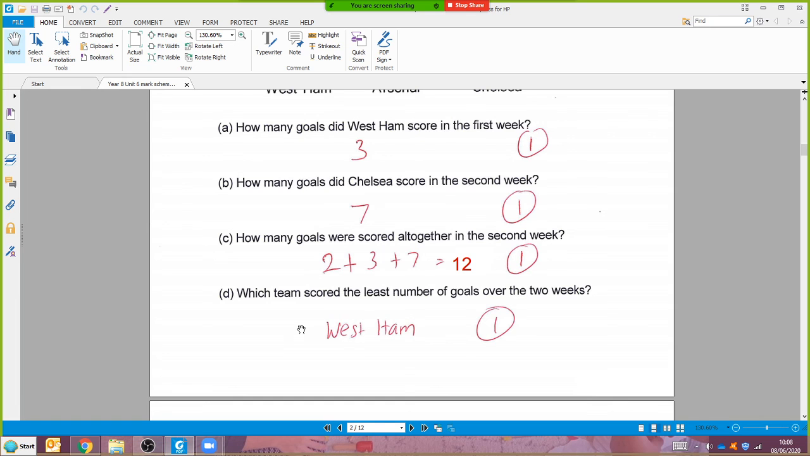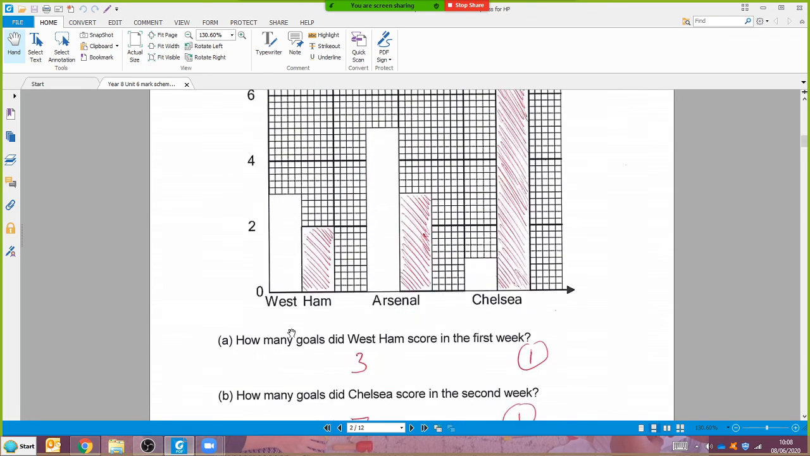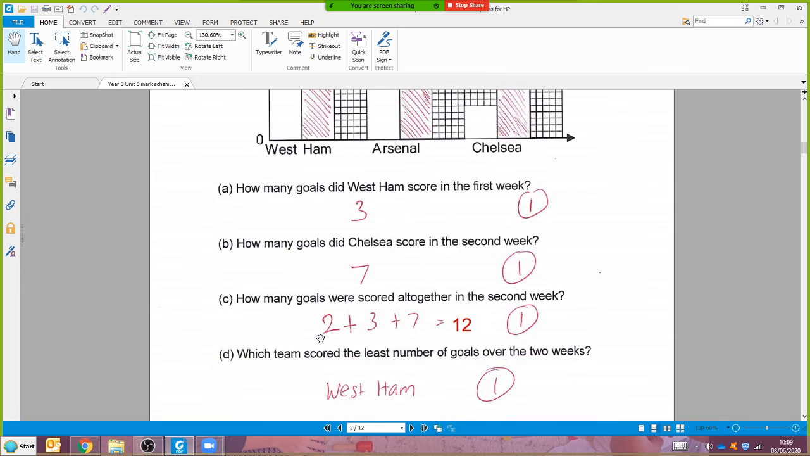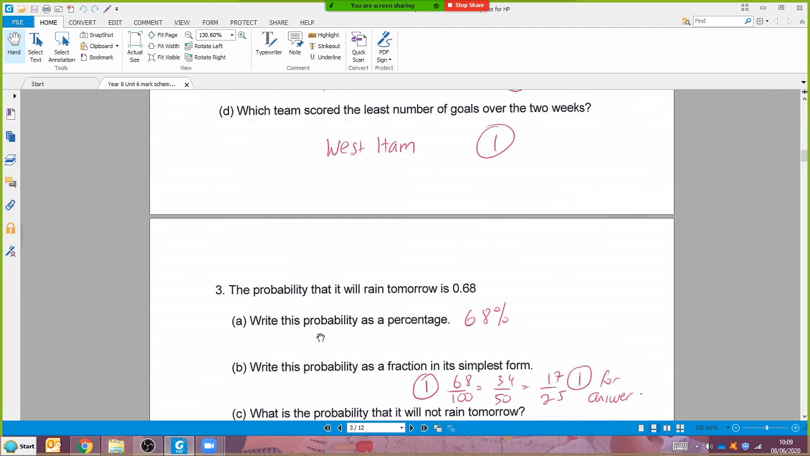Which team scored the least number of goals over the 2 weeks? Well, both these bars are shorter, plus you can do a quick addition anyway. 3 plus 2 is 5, and clearly that alone beats 5, and that's 5 plus the extras, so West Ham. You didn't have to justify it, just say it's West Ham.